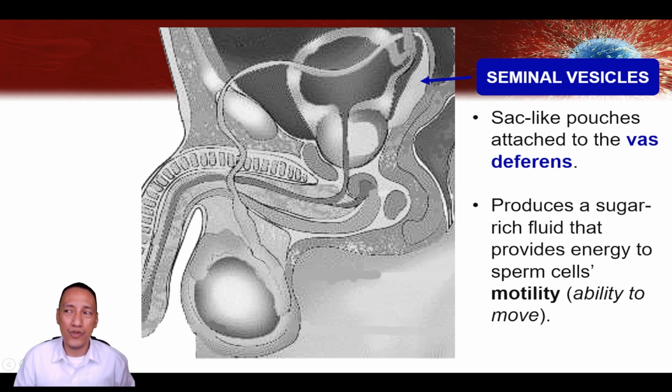Ito yung nagpo-produce ng sugar-rich fluid that provides energy to sperm cells motility. Ano ibig sabihin nun? Kasi yung sperm cell is a living cell. In fact, it's an independent living cell. Ibig sabihin, sa katawan nating mga lalaki, may sarili ang buhay. Kaya nga makakagawa yan ng baby, di ba?